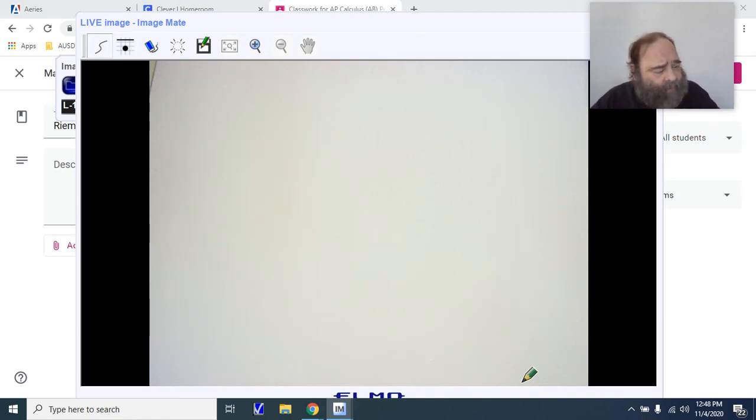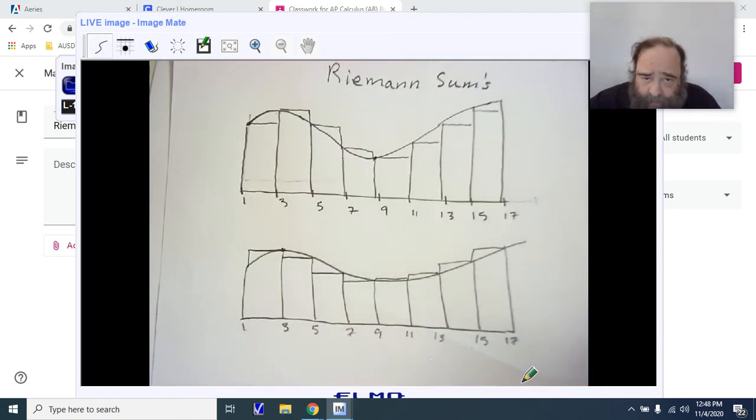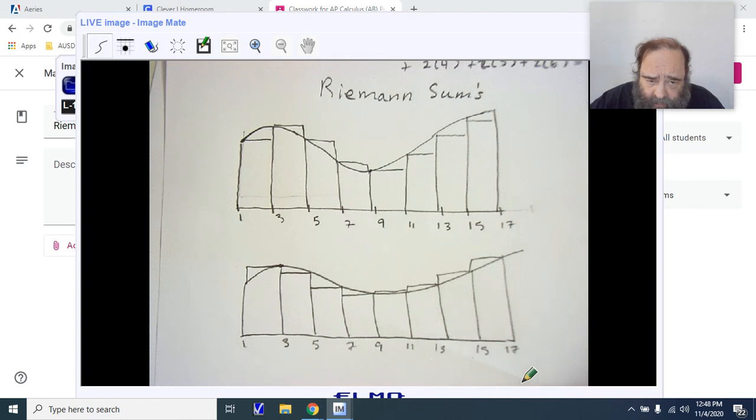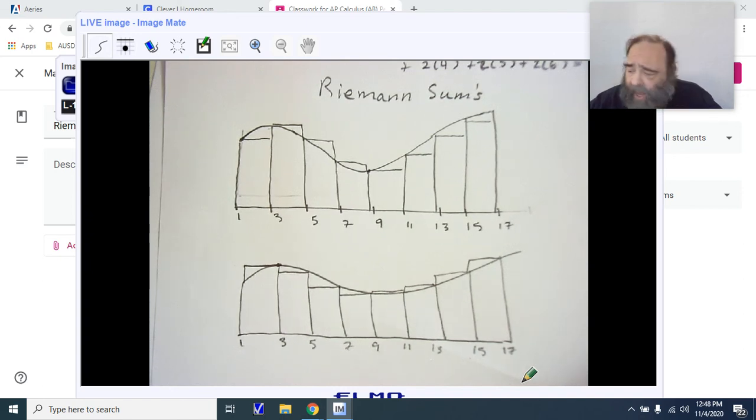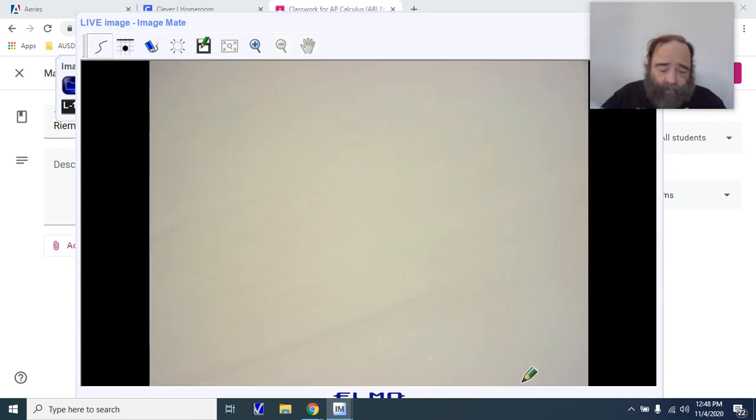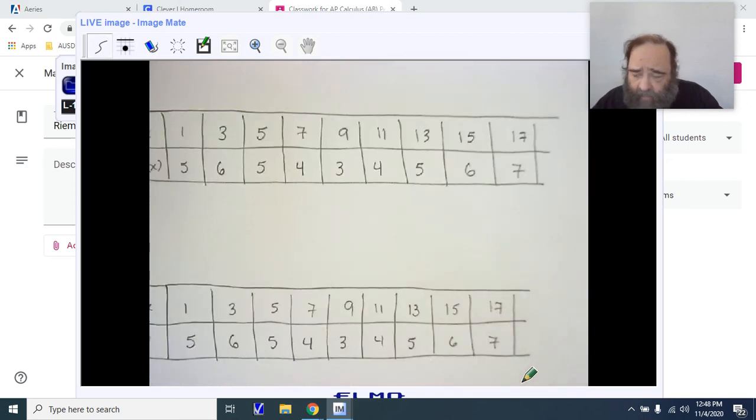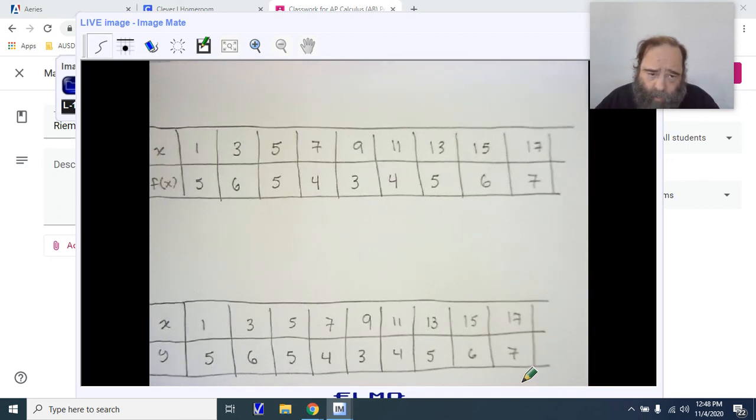So we're going to start off from where we left off in our previous video, where we had two different graphs that we looked at as our left and right Riemann sums. And each of these values had heights. So I've taken the opportunity to start with the left Riemann sum and then go to the right Riemann sum. Here are the values put into a table of values for the graph we just saw.